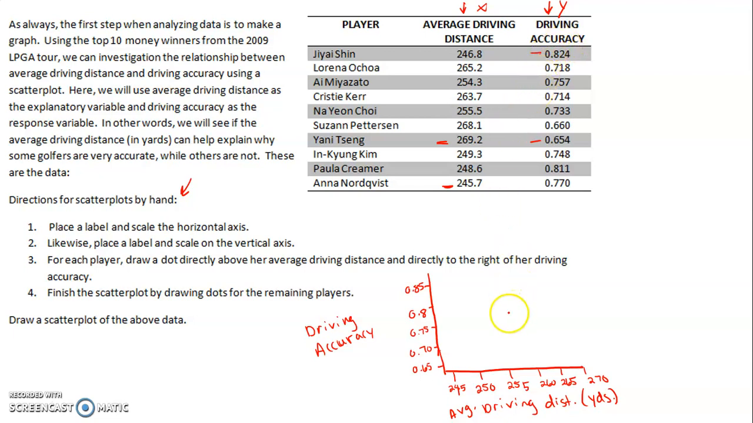That's all that means. And all I want to do is put a dot for each of the people. So 246.8 to 824. So that's about right here. Okay. 265 to 718. It's about right here. And then 254.3 to 757. 263.7 to 714. 255.5 to 733.